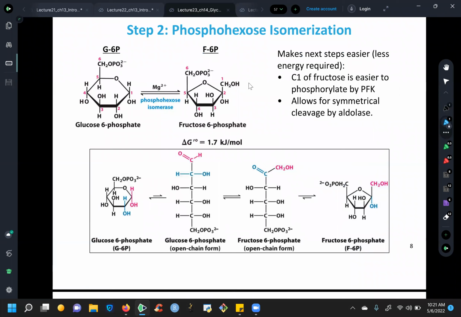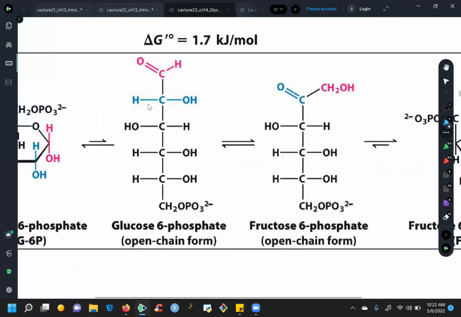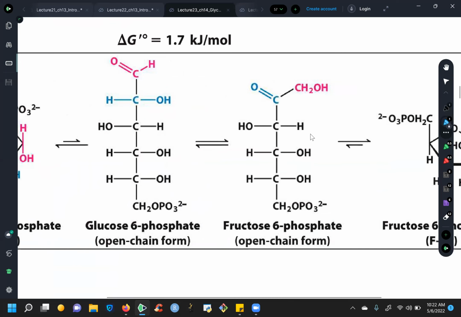So phosphohexose isomerase, this is step 2. It makes the next steps easier. Carbon 1 of fructose is easier to phosphorylate. Oh yeah, so this is just where they changed the carbonyl. So if you look here at glucose 6-phosphate, the carbonyl was at carbon 1, so this was an aldehyde sugar, and then we moved it to carbon number 2.